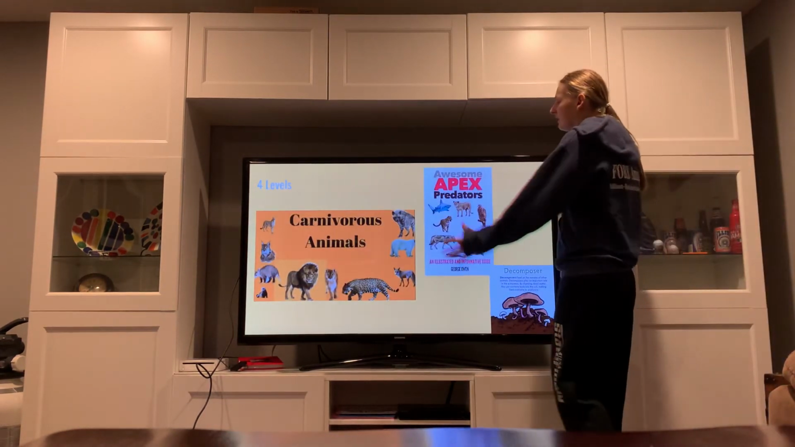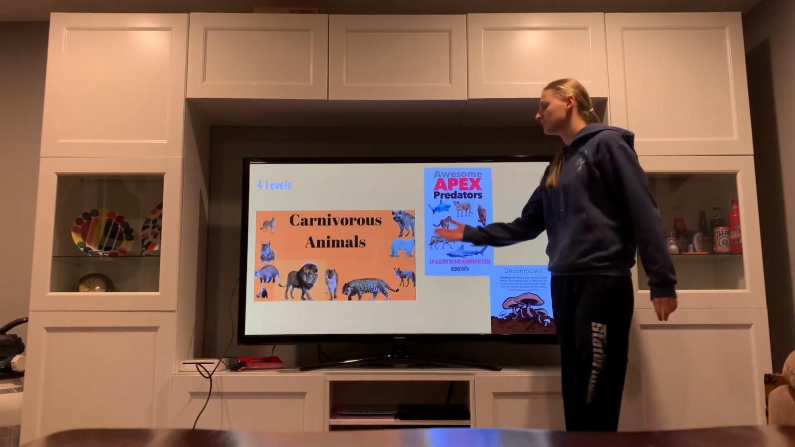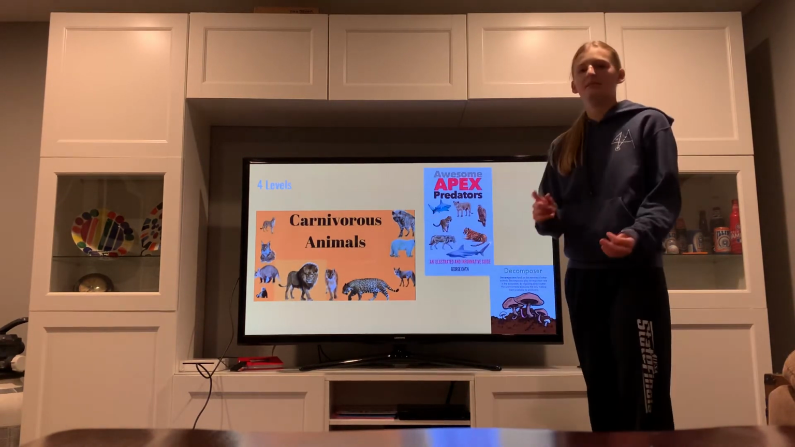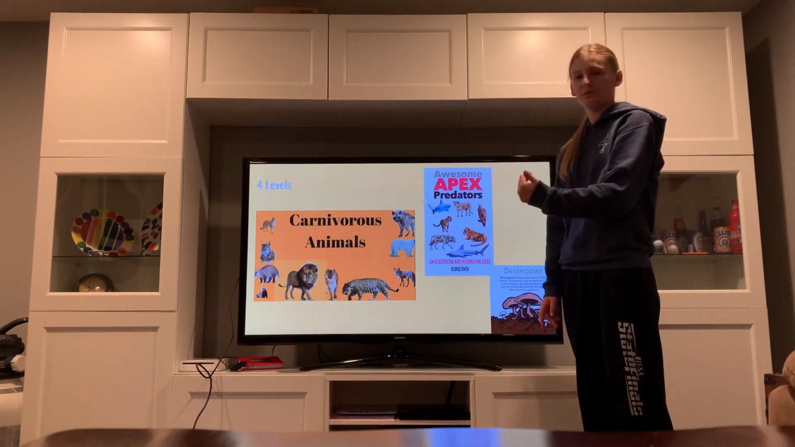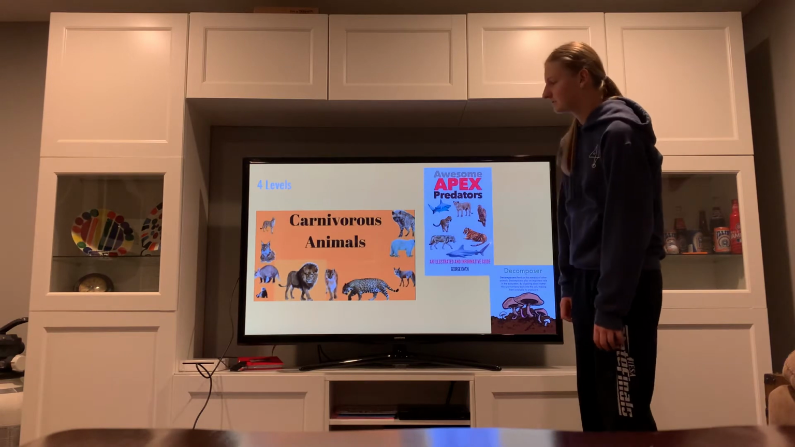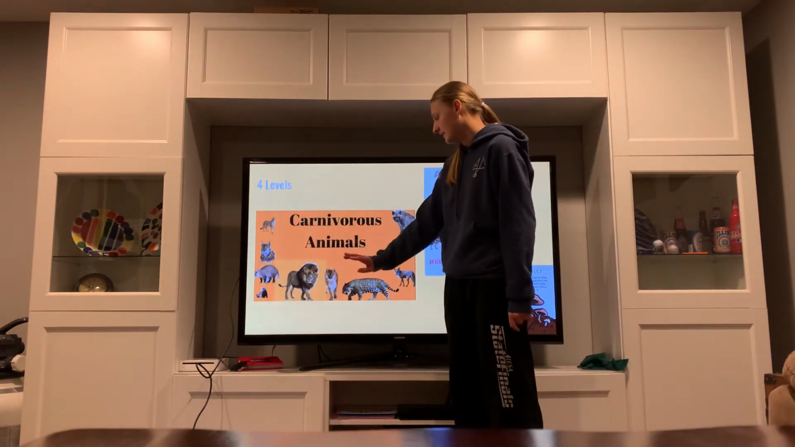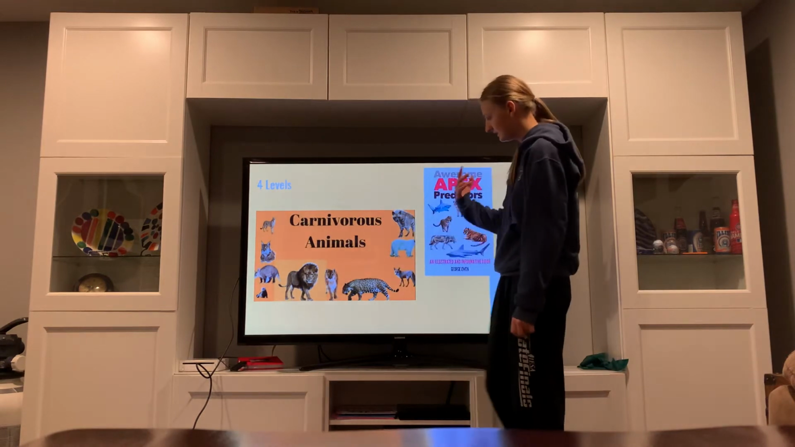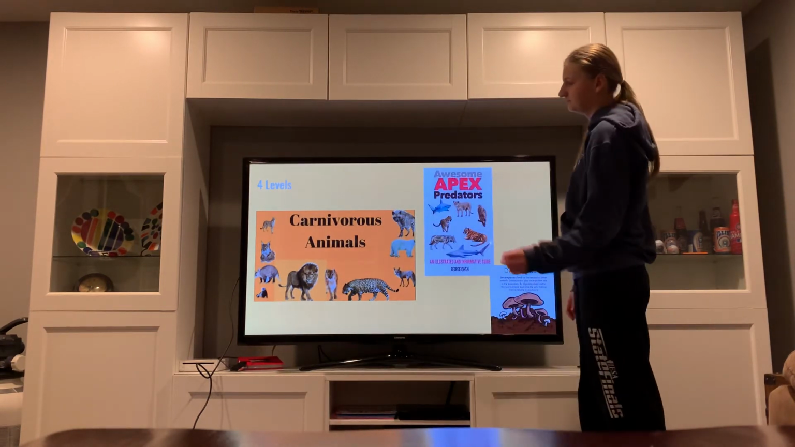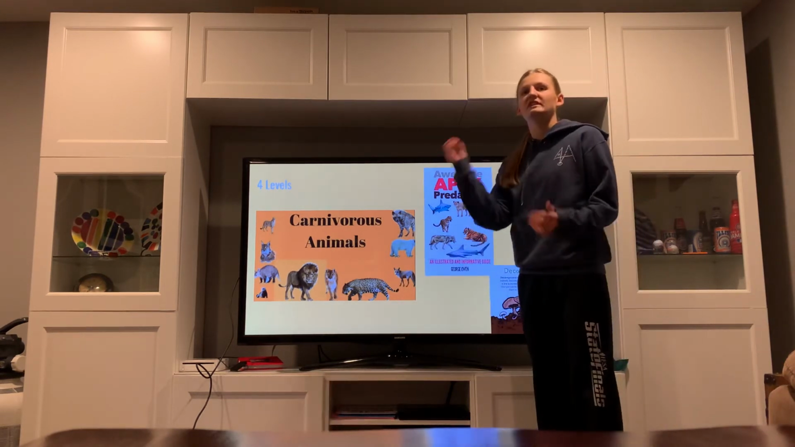The next level kind of combines these two, and those are the carnivores, and they eat meat. So they eat the herbivores that eat the grass. Some examples are the cheetah, the lion, the tiger, hyenas, polar bears. Those are going to eat the herbivores.